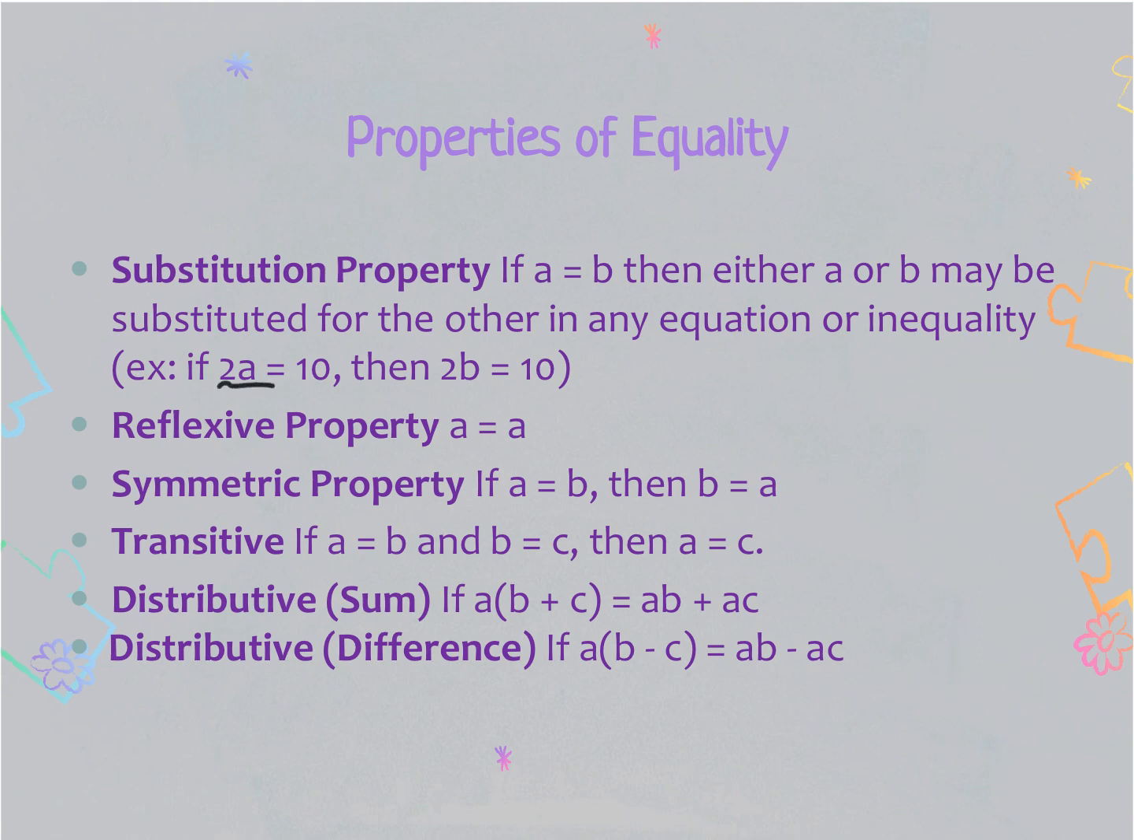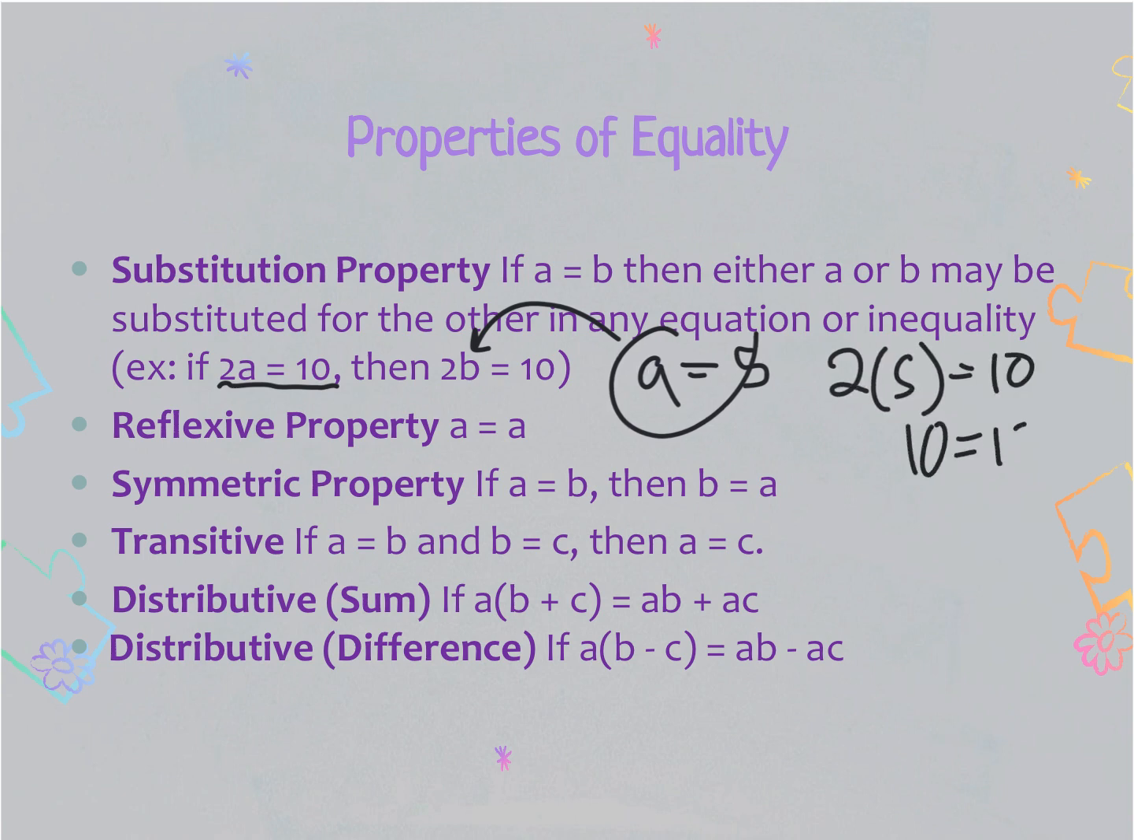I'm going to grab this first equation, and I'm going to solve for A. I'm going to divide both sides by 2, and I'm going to get A is equal to 5. If I substitute this A into here, I'm just going to do 2 times 5 equals 10. Therefore, 10 equals 10, showing that the property is true.